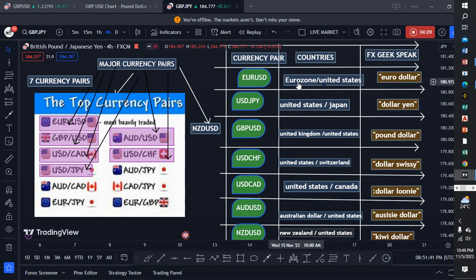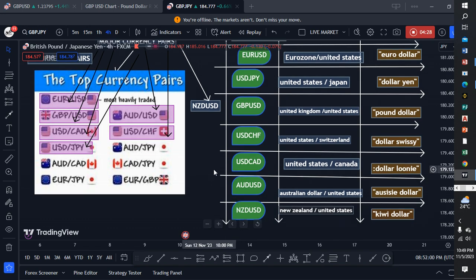You don't waste your time calling this Euro USD or USD JPY. What we call them in short is Euro dollar. Instead of saying USD JPY, you say dollar yen, pound dollar. This one you say dollar Swiss. These are the Greek words, how you call them. You say Kiwi dollar, a forex trader will know that you are talking about New Zealand dollar USD. You talk about Aussie dollar, a forex trader will also know that you are talking about Australian dollar USD.